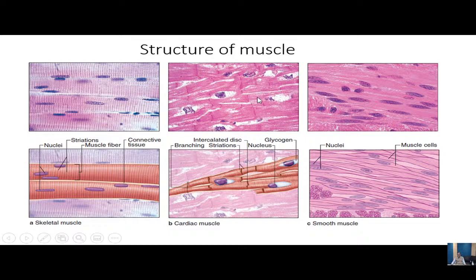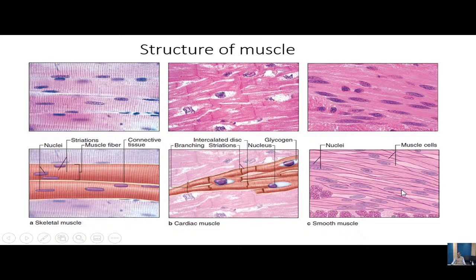Let us look at the smooth muscle now. So the smooth muscle, you can see, is made up of spindle-shaped cells. You can see over here, the middle part of the cell is broad, but the ends of the cell are narrowed and tapering. This is the nucleus, and they are arranged, you can see, in this pattern. And so the thick part of one muscle fiber is opposite the thin part of another muscle fiber.